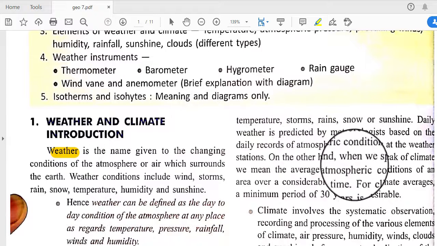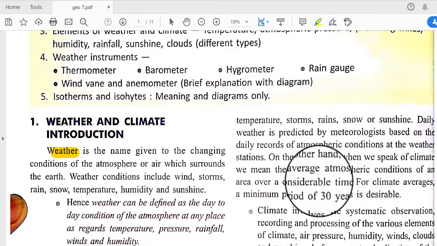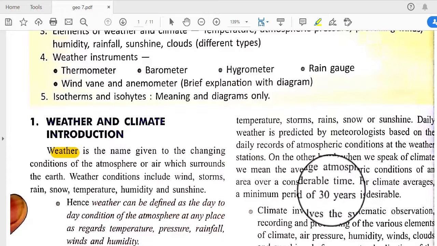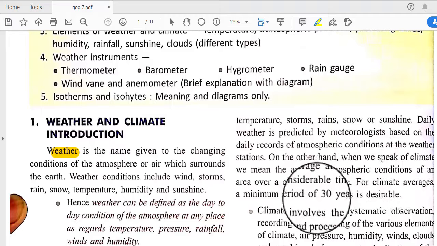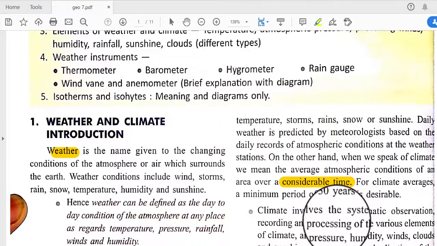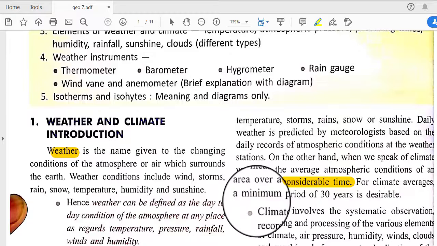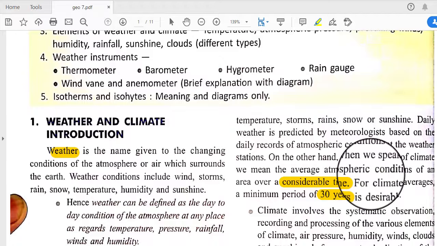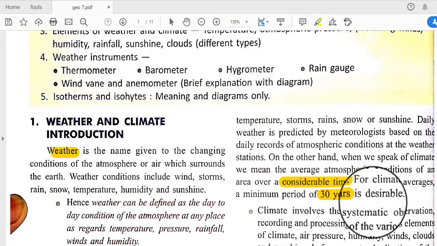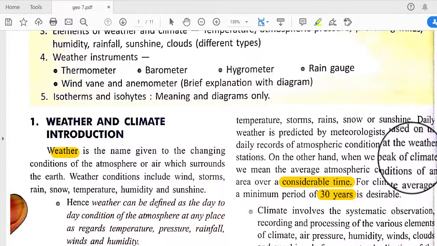On the other hand, when we speak of climate, we mean the average atmospheric condition of an area. In the sense of climate, it is not a day-to-day phenomenon. It is the average of the weather condition of a place, the average atmospheric condition of an area over a considerable time, and the time for the climate average is a minimum period of 30 years. A minimum 30-year average condition of weather is called climate.